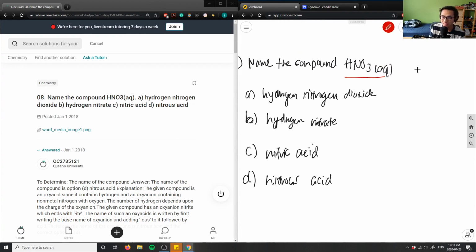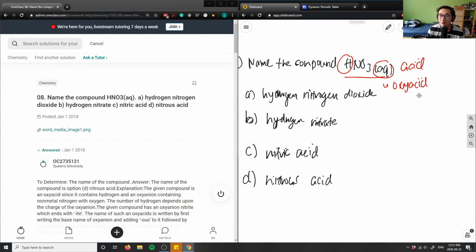And why do we know it's an acid? The big giveaway is this aqueous solution here. And another big giveaway is there's a hydrogen in front of the compound here. So these two, like 99% of the time, state that this is an acid. And this would be an oxyacid specifically. So this is an example of an oxyacid.